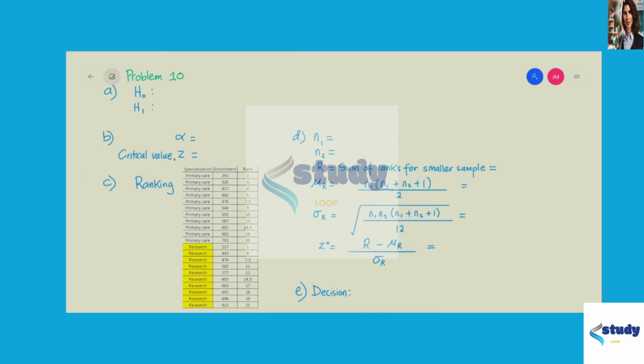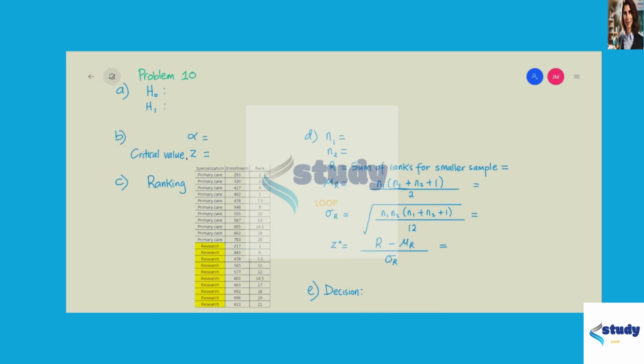In problem 10, we're going to be looking at a case where data is collected about medical schools of two categories, those that specialize in research and those that specialize in primary care. We're supposed to check whether the enrollments in these two types of samples are different or not. We're going to do this at the 0.05 level of significance.